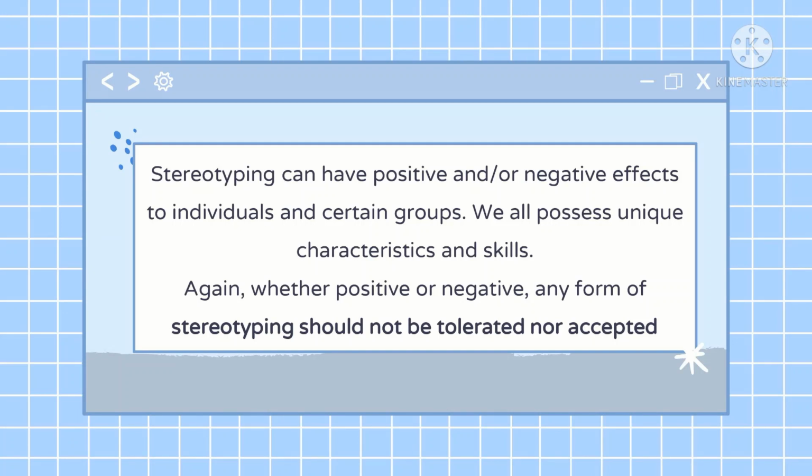We should remember that stereotyping can have positive and or negative effects to individuals and certain groups because we all possess unique characteristics and skills. Again, whether positive or negative, any form of stereotyping should not be tolerated nor accepted.